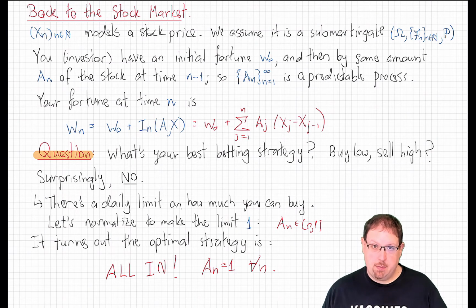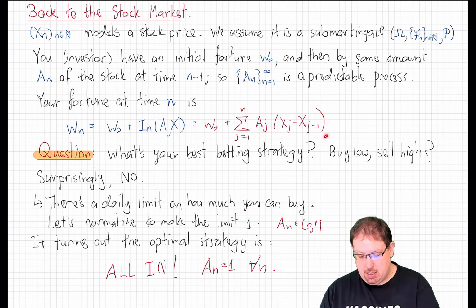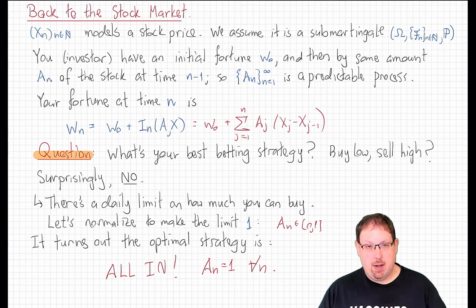And the second point is, to see why the all-in strategy is best, we need to check to see what our expected fortune Wn will be in the case of employing the all-in strategy, which means setting all of these Aj to 1. Of course, that's quite easy then. This is just a telescoping series. X1 minus X0 plus X2 minus X1 plus etc. up to Xn minus Xn-1, all the intervening terms cancel, and we just get that Wn is Xn minus X0, the price of the stock at the last trading time minus the price at the initial time.